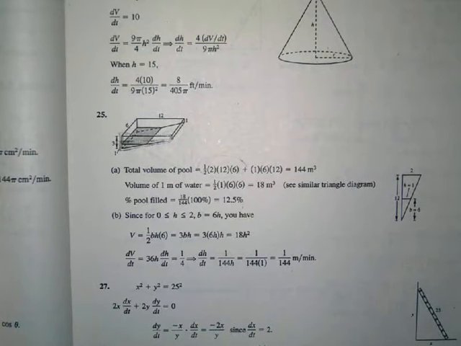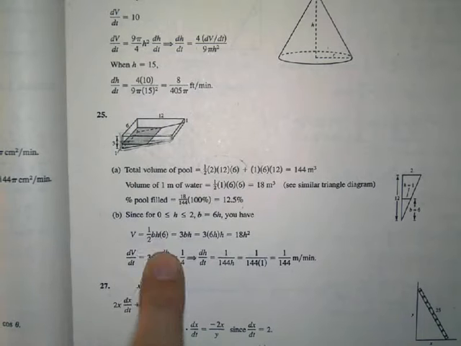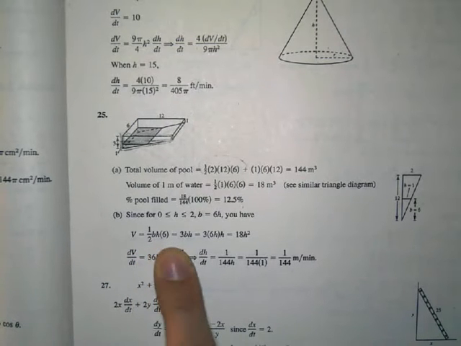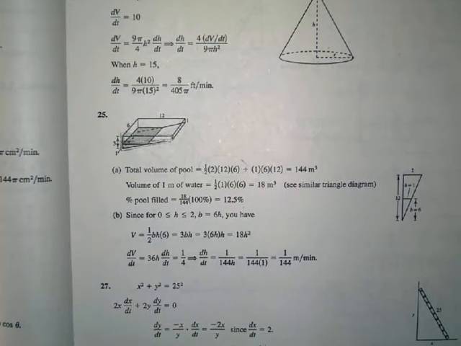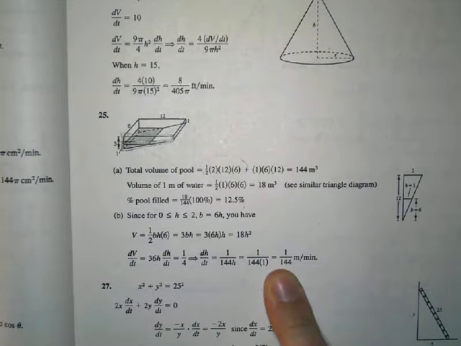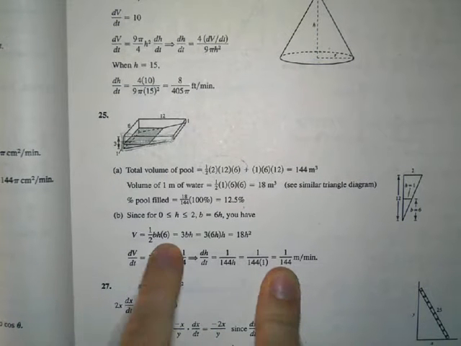Okay. Then for this one, V equals 1/2 BH. Hold on, I think I'm missing some direction here. Where's that 6 coming from?